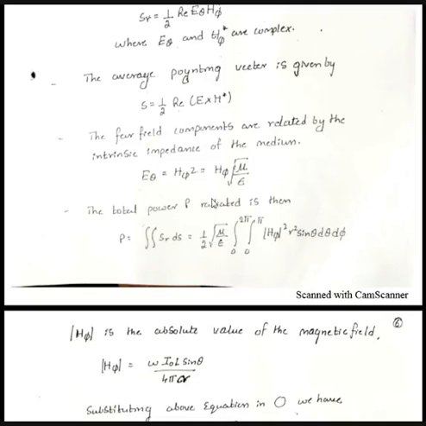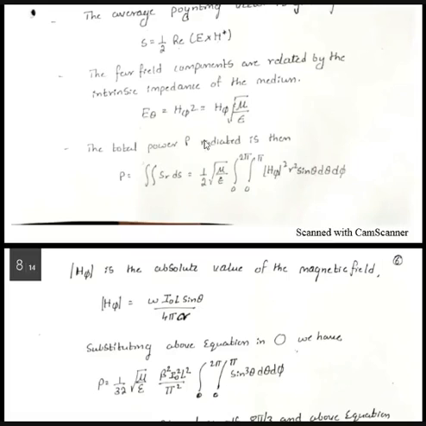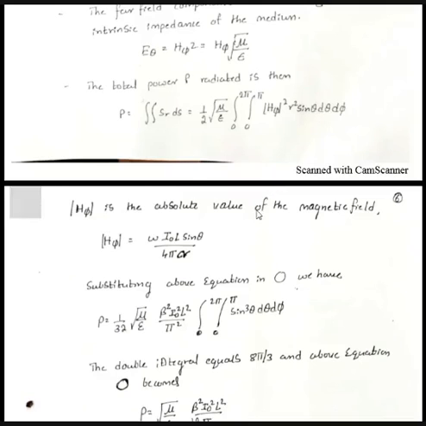So you are substituting the value of E theta here, so that you will get the value of 1 by 2 root of mu divided by epsilon, then H phi square, right? So that's what you got in this particular case. So now once you got this equation for the total power that has been radiated, there are certain assumptions that we have to consider regarding the magnetic field. The magnetic field value H phi will be considered as the absolute value of the magnetic field here.